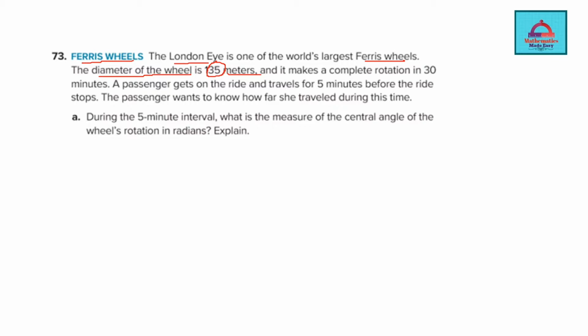Next, it is making a complete rotation. So one rotation of the London Eye ride is taking 30 minutes to complete. Now, a passenger gets onto the ride and travels for 5 minutes before the ride stops. So she gets on the ride and travels for 5 minutes before the ride is coming to a halt, before the wheel is stopping. The passenger wants to know how far she traveled during this time.